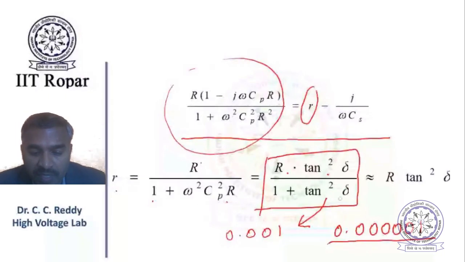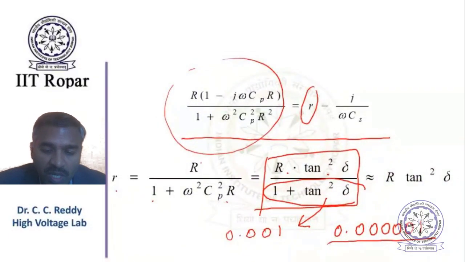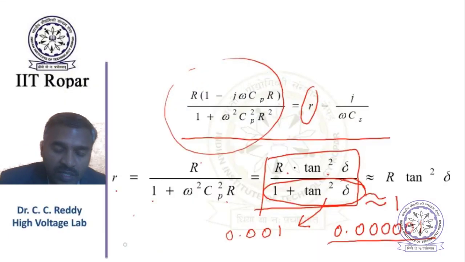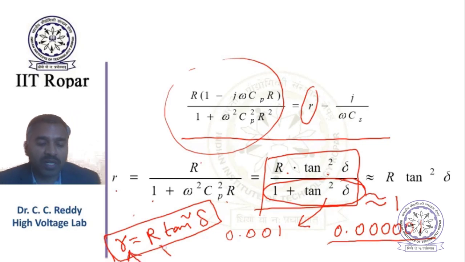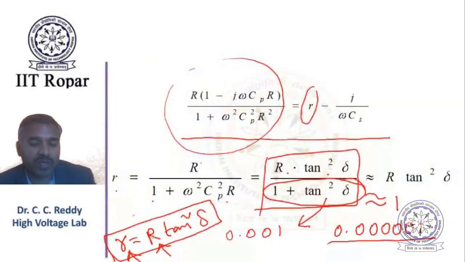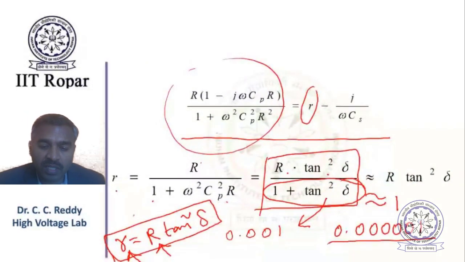So 1 plus a very small quantity can be almost neglected, and this becomes 1. So therefore, small r is equal to capital R tan square delta. Now tan square delta is very small, you know. So small r is very small compared to capital R. Capital R multiplied by a very small quantity gives you small r. So this you may remember, r equals R into tan square delta.